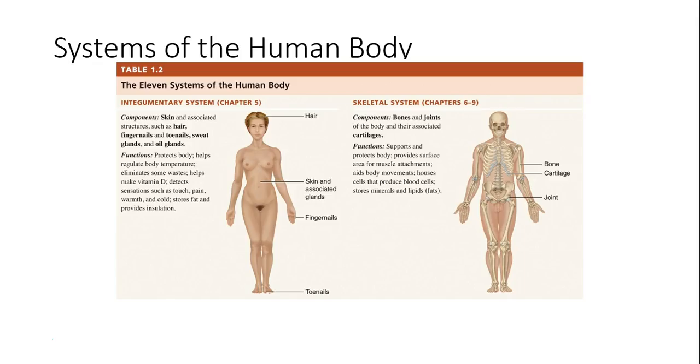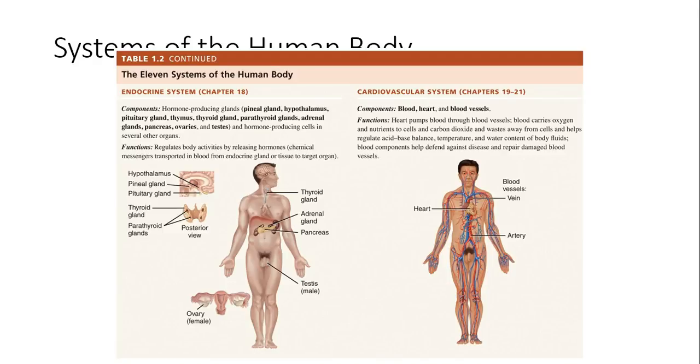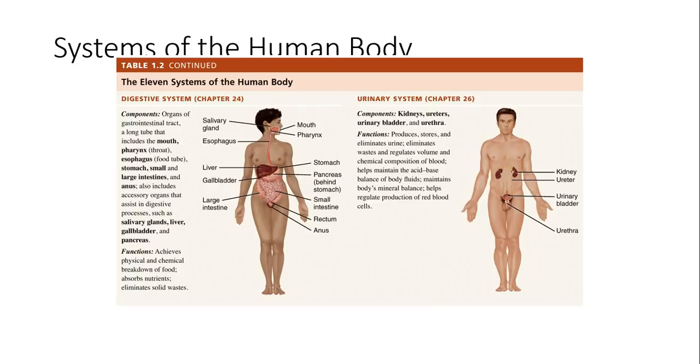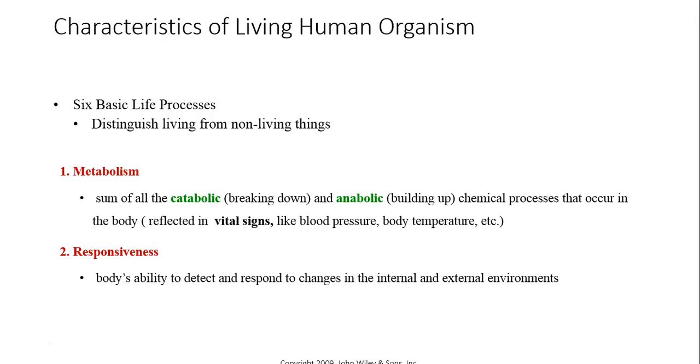Integumentary system, skin and associated structures, the skeletal system, muscular system, and nervous system. This brings us through Anatomy and Physiology 1. In Anatomy and Physiology 2, you will study the endocrine system, cardiovascular system, lymphatic system, respiratory system, digestive system, urinary system, and the reproductive systems.